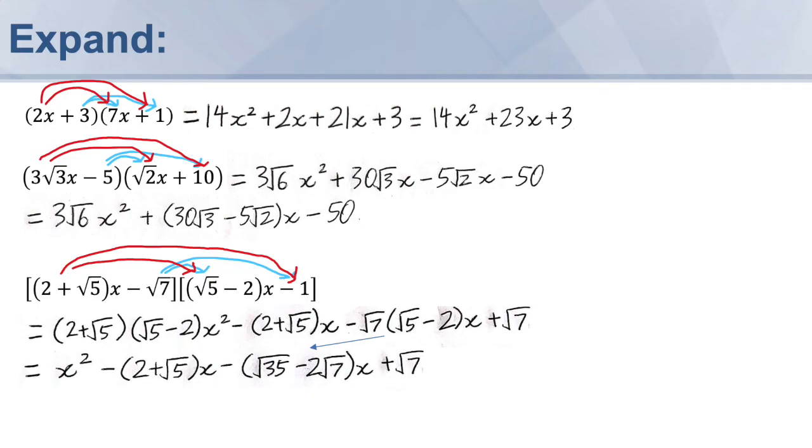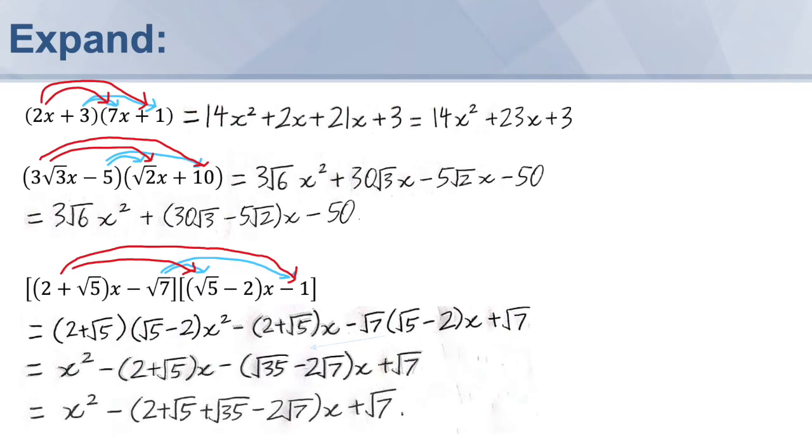Add those together, we can't really simplify it, but we can factor. We have x squared minus, in brackets, 2 plus root 5 plus root 35 minus 2 times root 7, x plus root 7. Ooh, so that was a pretty long chain of numbers, but hopefully this has helped you understand just a simple way to expand trinomials.